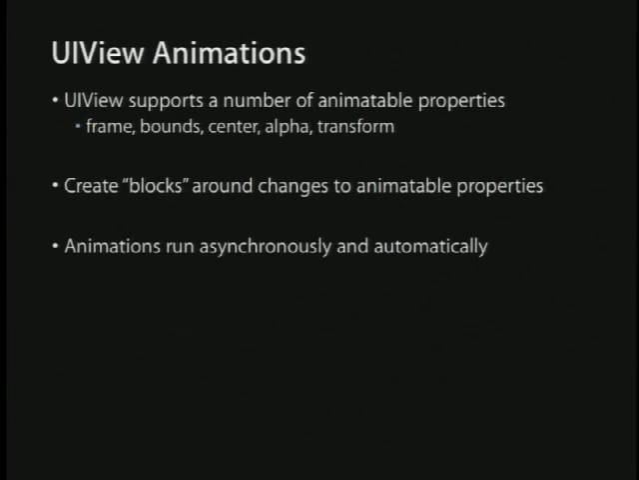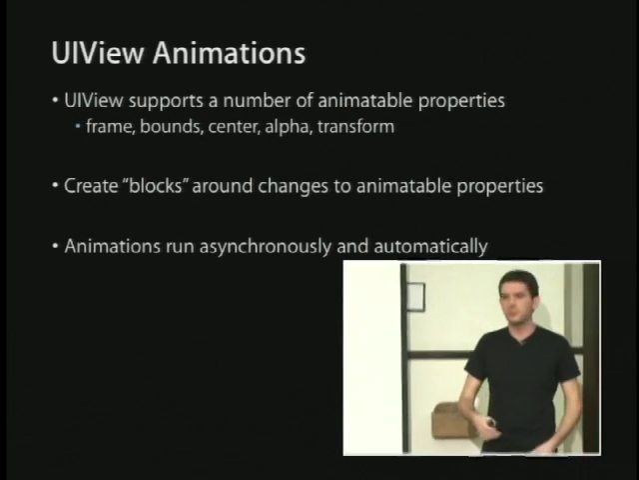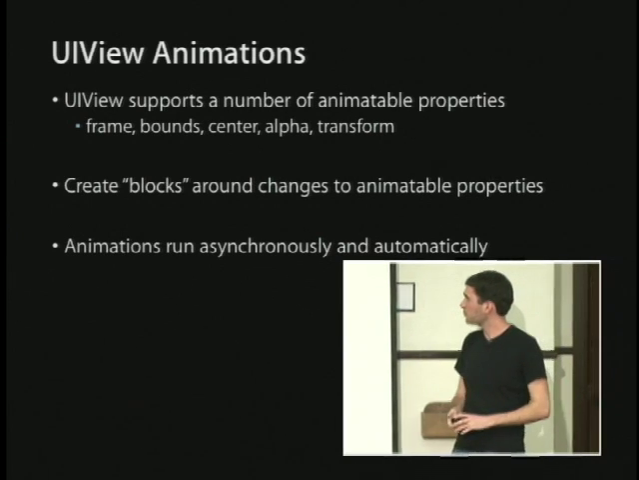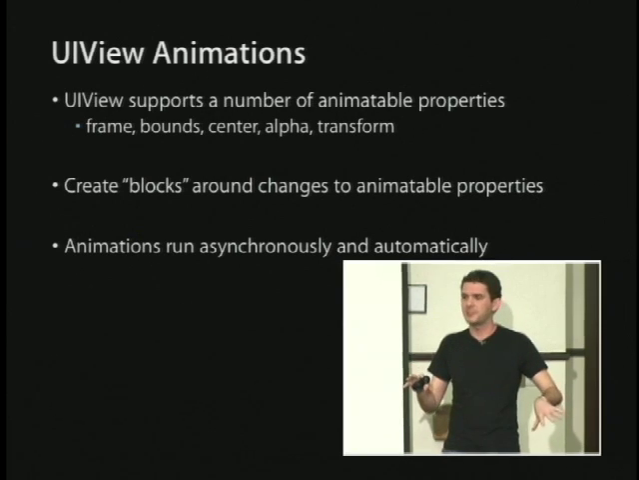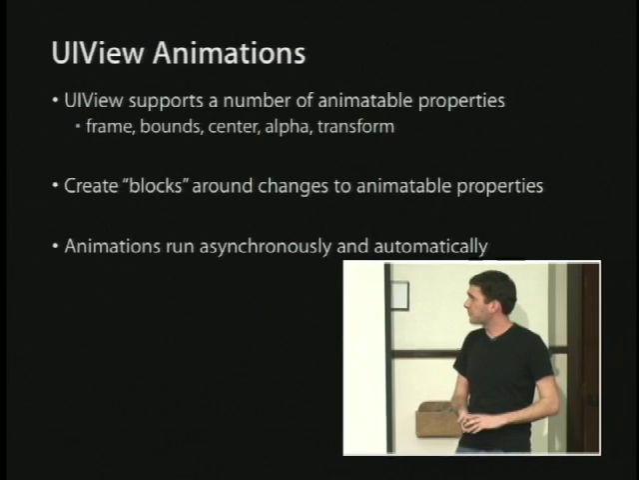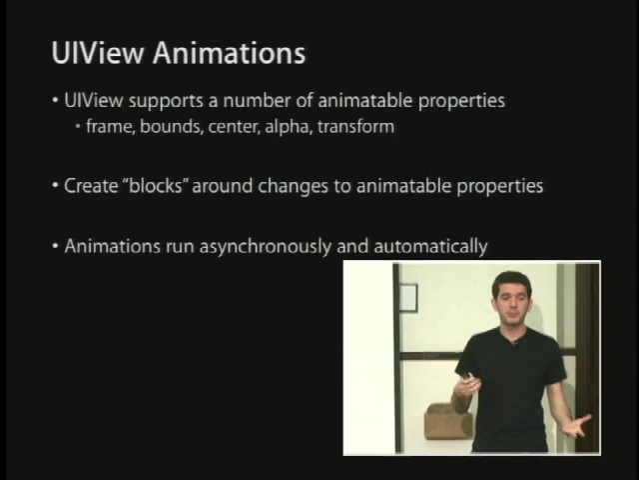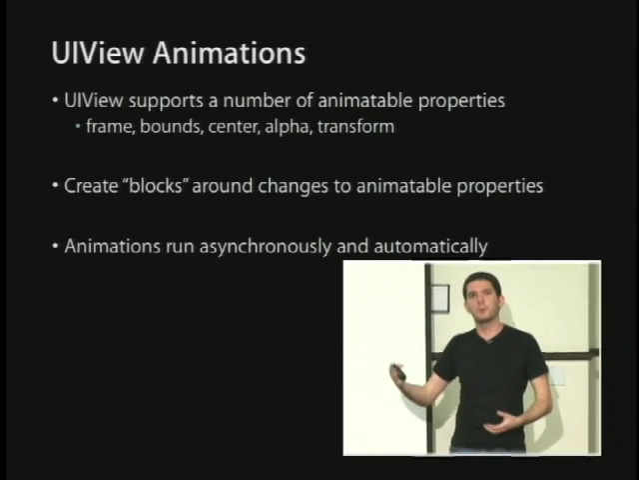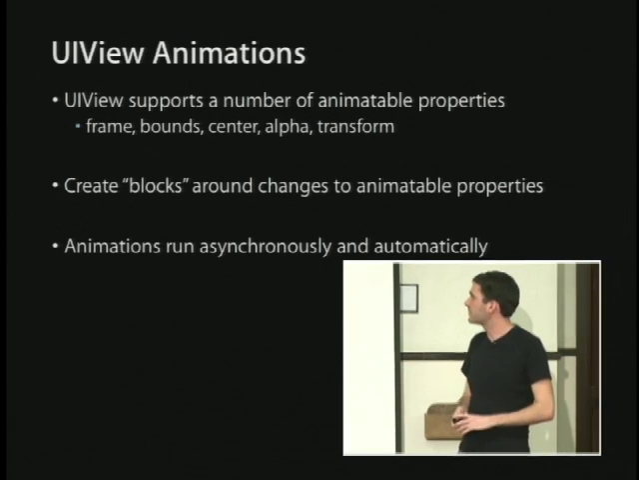So UI View actually supports quite a few animatable properties. Core Animation supports even more. If you want to drop down to Core Animation, you can do even more down there. Every view, and we'll talk about this in a bit, has a layer, which is the Core Animation object, which you can operate on and do all the extra Core Animation work. So for UIKit, we can animate the frame, the bounds, the center, and alpha, which will change the opacity, and we can animate the transform to scale and rotate things.